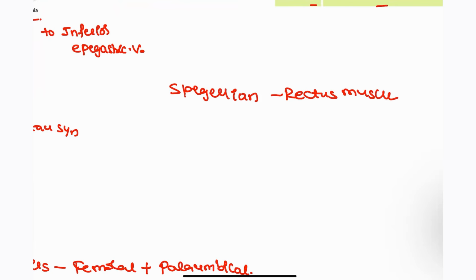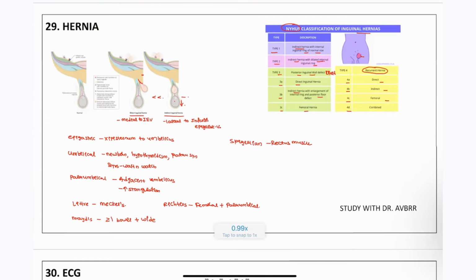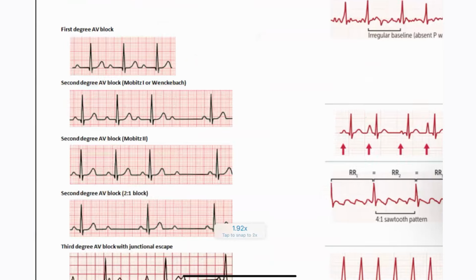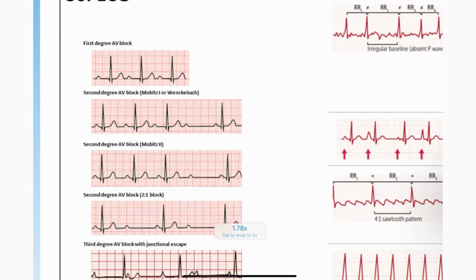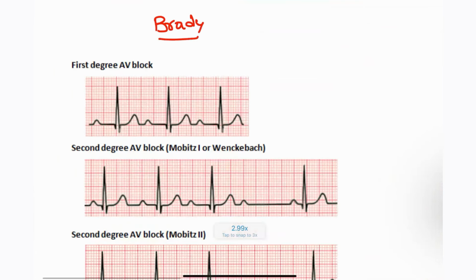Okay, these are the features of the different types of hernias, and the direct and indirect differences. And next we are going to discuss the ECG. In the ECG, you can see, guys, these are the bradyarrhythmias. Okay, these are the bradyarrhythmias. So first here you can see this is the first degree heart block. So there is PR prolongation. So you only see PR prolongation.